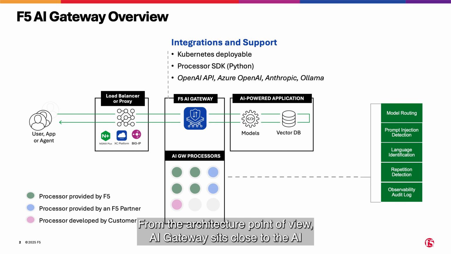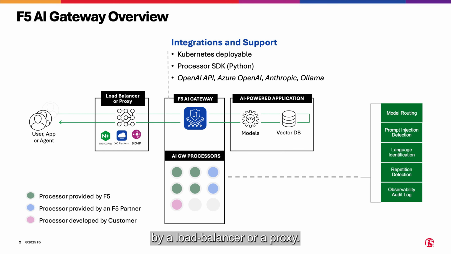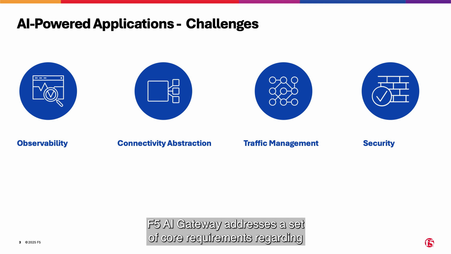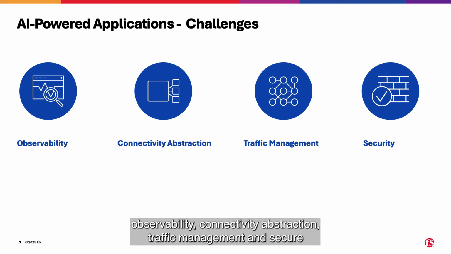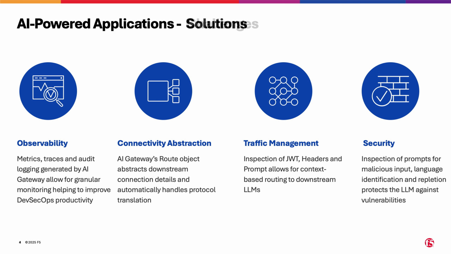From the architecture point of view, AI Gateway sits close to the AI workloads, acting as a gatekeeper and is typically front-ended by a load balancer or a proxy. F5 AI Gateway addresses a set of core requirements regarding observability, connectivity abstraction, traffic management, and secure delivery of user and application traffic to the back-end AI models.